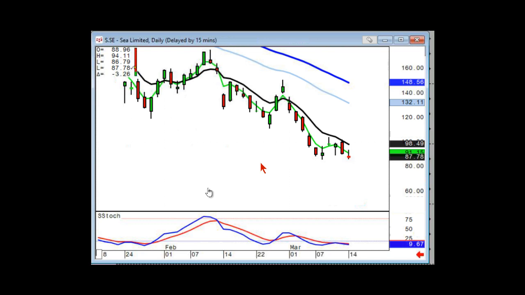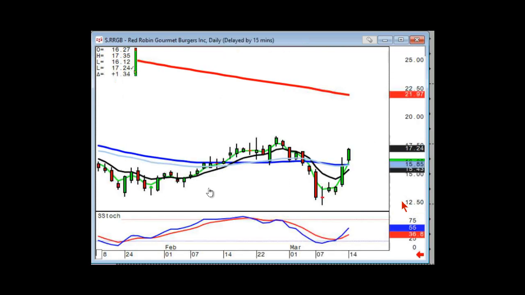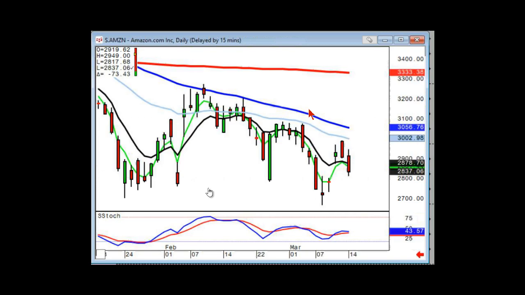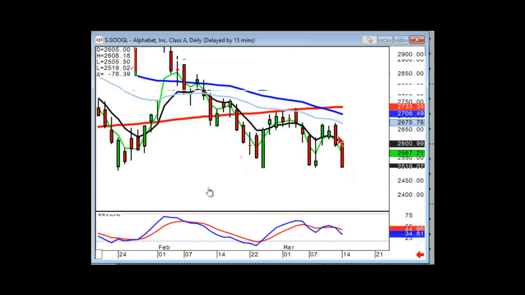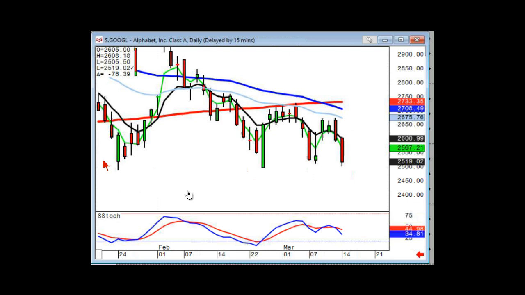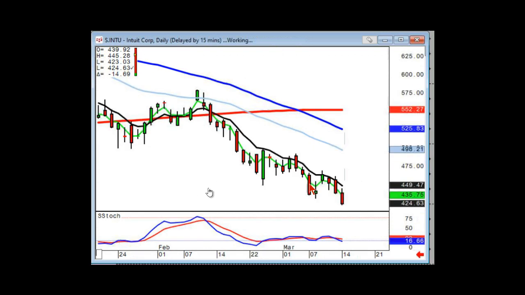Red Robin, stay long on this one. Amazon, we did. Probably want to be going short on this one, if anything. Google, you could be going short on this on weakness, especially if it breaks this level right in here. Intuit, just stay short.